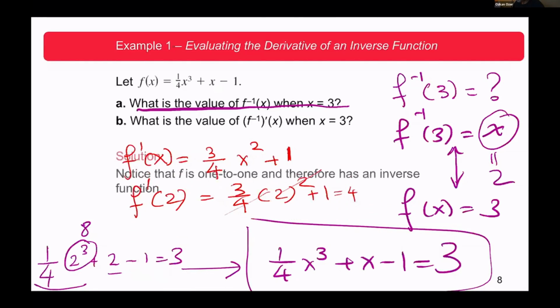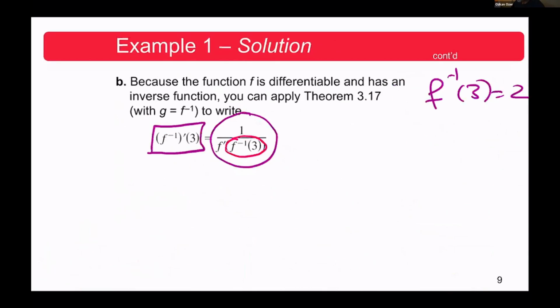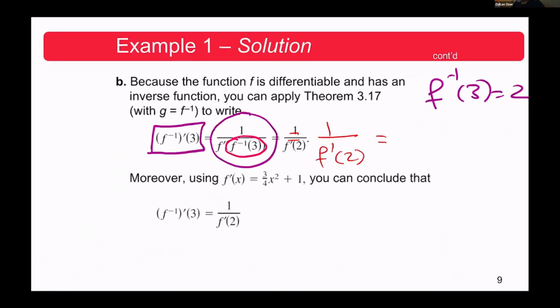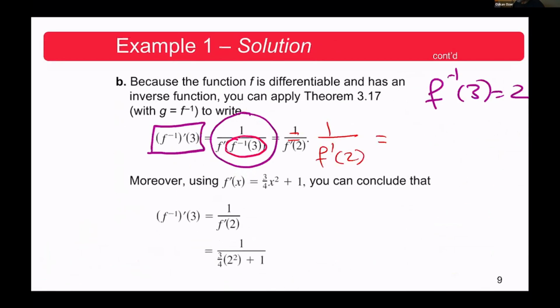So going forward, you need 1 over f prime of 2. That's exactly what I wrote over there. And that takes you all the way to 1 over 4.